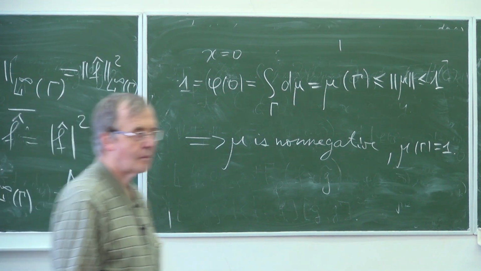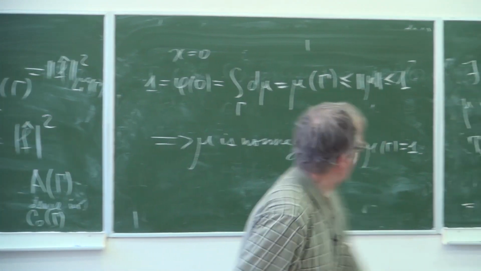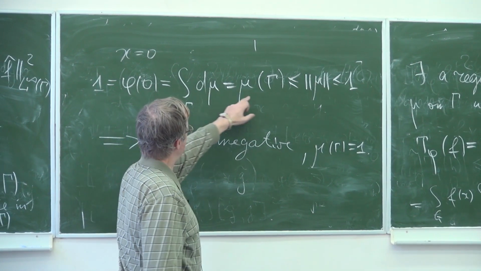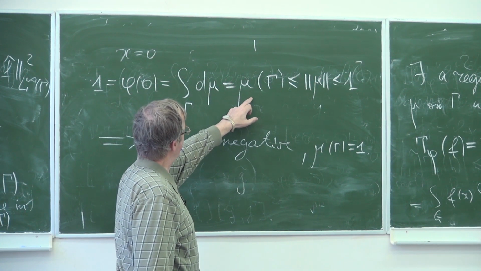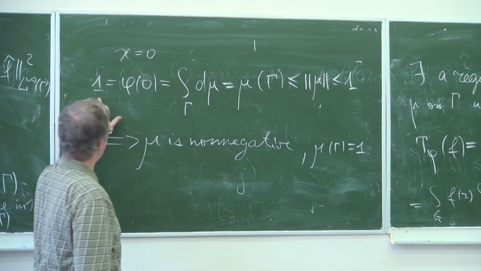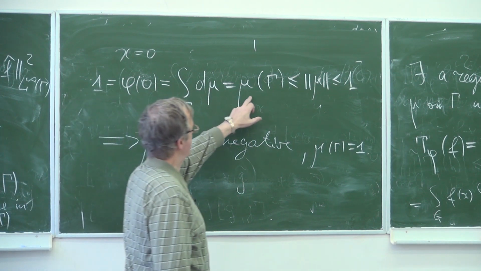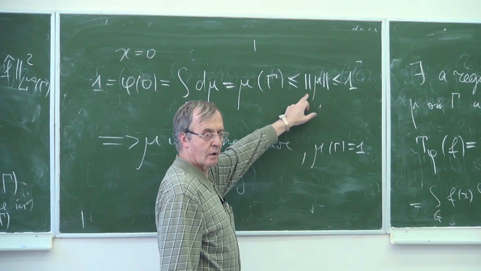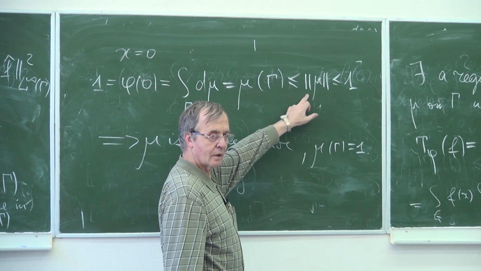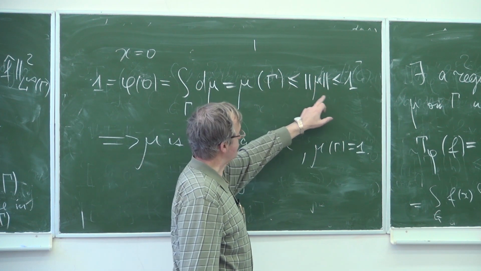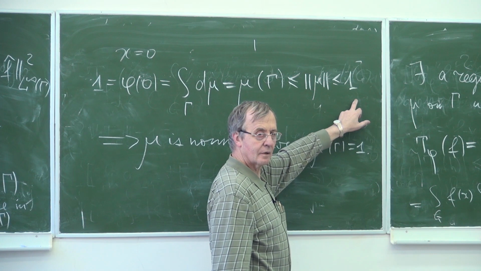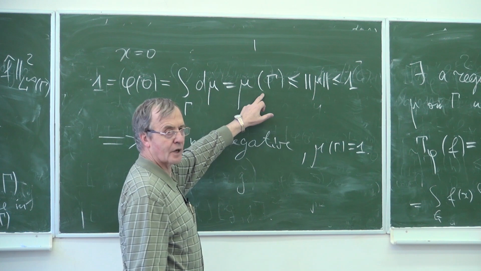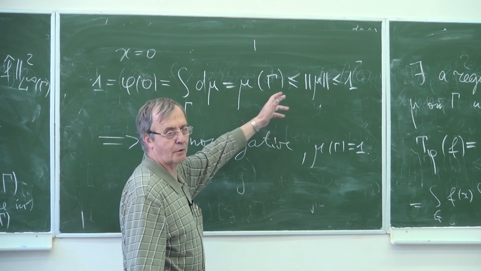Why does this imply mu is non-negative? Because we have one here, then we have this chain of equalities. So this is 1. This is 1. But anyway, this is dominated by the total variation of mu. And this total variation is at most 1. So everything here is 1. So the total variation is 1 and the value on gamma is also 1. Then it must be non-negative.